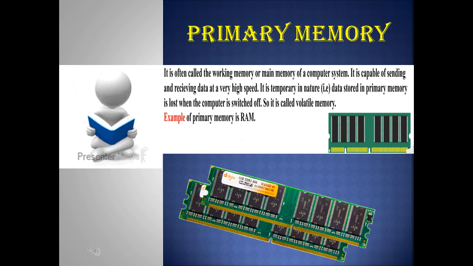So the primary memory is called volatile memory because it is temporary in nature. It cannot store data permanently; it can store the data only temporarily. So it is called volatile memory. An example of primary memory is RAM. The abbreviation for RAM is random access memory.